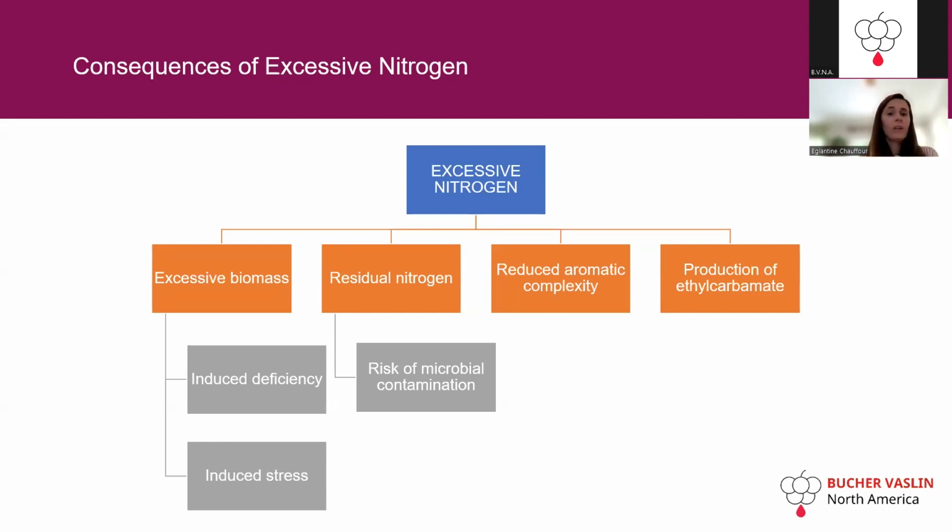And usually when there is too much DAP or too much ammoniacal nitrogen, there is a production of ethyl carbamate, which is a carcinogenic molecule, which in some countries, such as Canada, can be checked and make the wine legal or not.